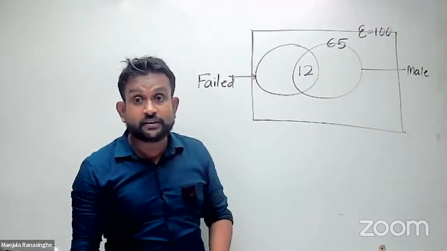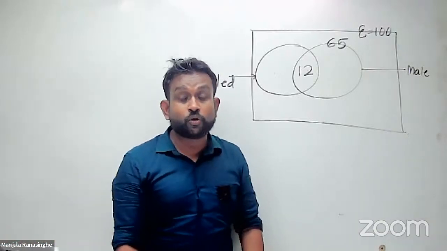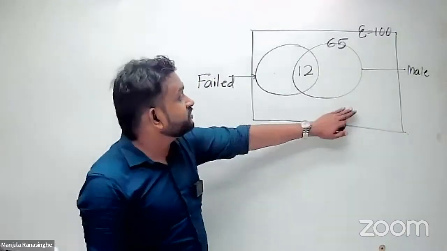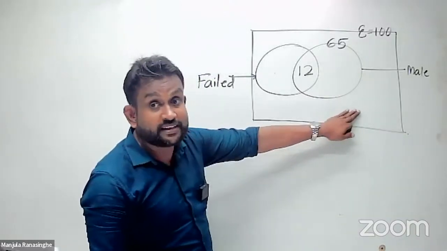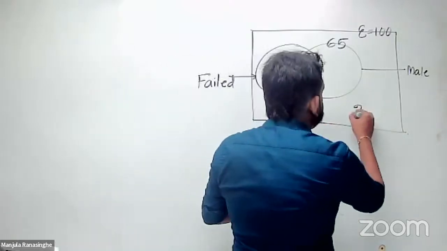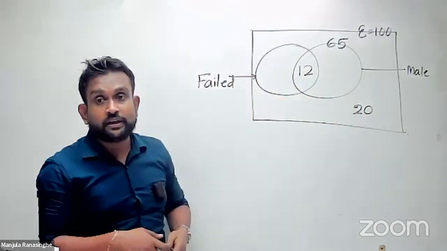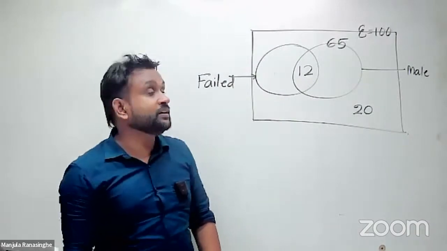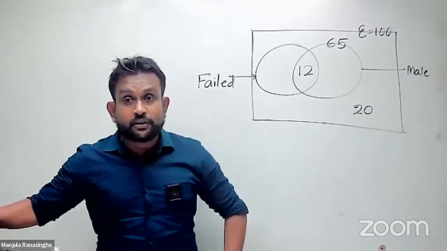So that is 12. Fine. Then the number of females, those who passed. Females who passed are in their region. So that is 20. Okay, then represent the above information in the Venn diagram, right?